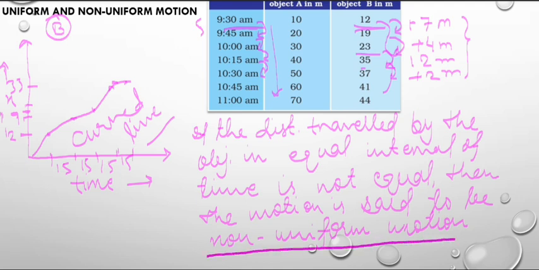So we have discussed a few questions here, and we have discussed uniform and non-uniform motion along with the graph and the definition as well. Hope you understood the topics very clearly.